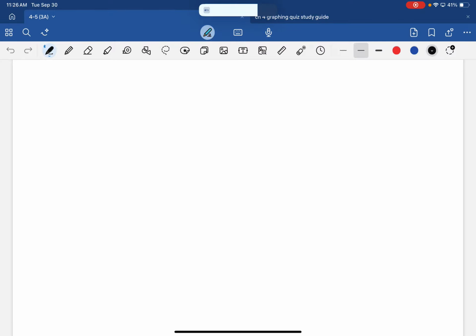Our topic for today is graphing sine and cosine. And next class we'll do graphing tangent, cotangent, secant, cosecant. But today we'll start with sine and cosine.